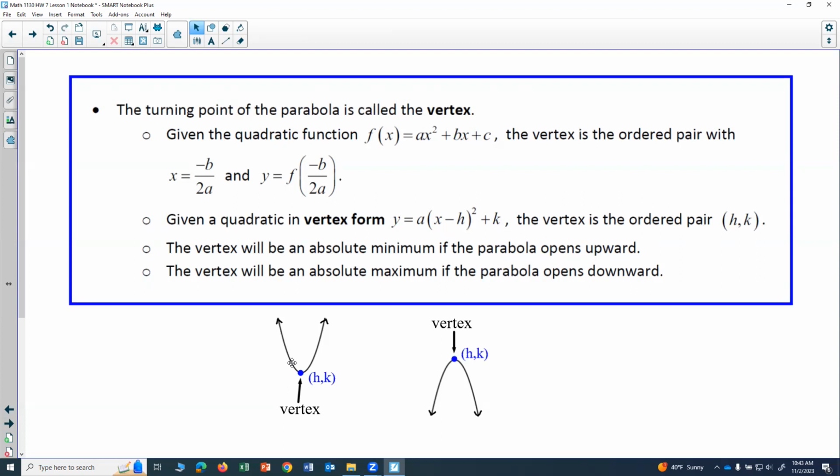So here's an example. Here's an upward opening parabola. The vertex is at the point h, k, and it would be a minimum on that graph because all the other y values on the graph are larger. The vertex will be an absolute maximum if the parabola opens downward. So here's an example of a downward facing parabola. The vertex is at the point h, k, and that's going to be the highest y value on your graph. Remember, the parabola opens upward if the leading coefficient is positive, and downward if the leading coefficient is negative.